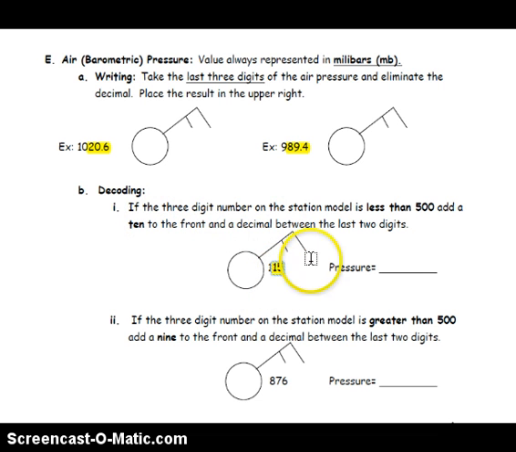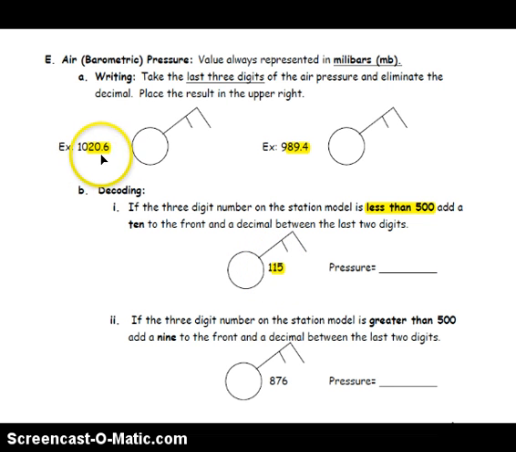This number, 115, is less than 500. So when it's less than 500, I'm going to add a 10 to the front and then add a decimal between the last two digits. So my pressure here would be 1011.5 millibars. So I'm adding a 10 to the front and then I'm adding the decimal back.